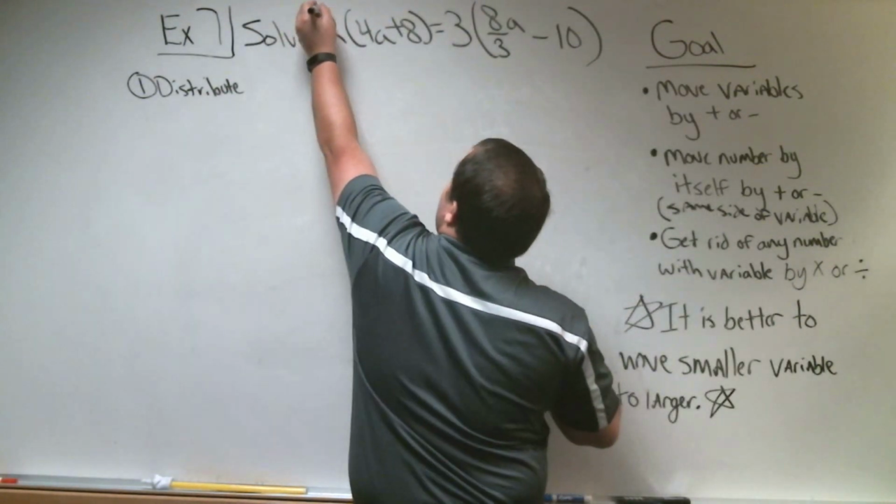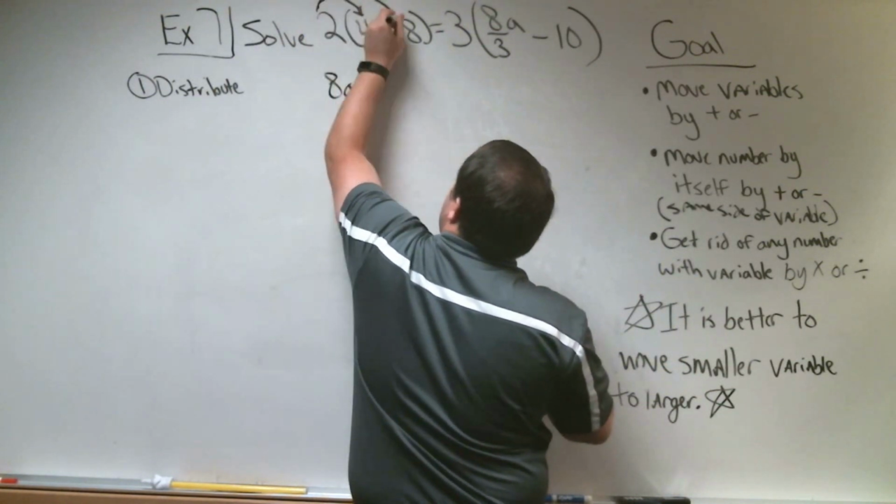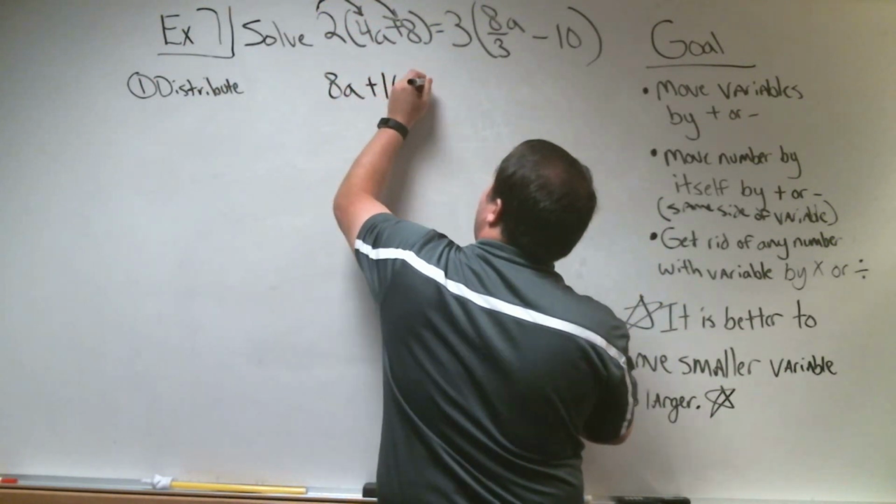So we're going to go ahead and solve. 2 times 4a, that's 8a. 2 times 8, that's 16.